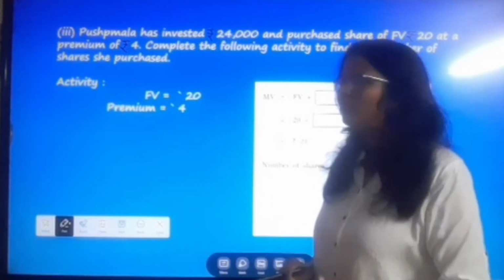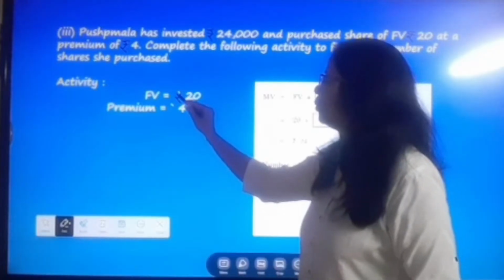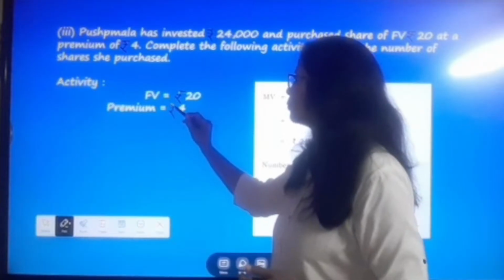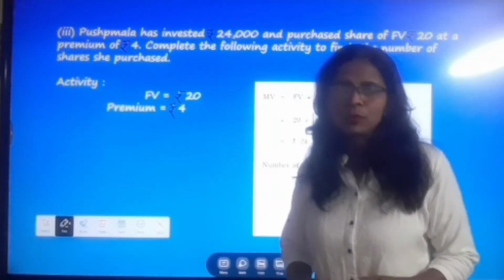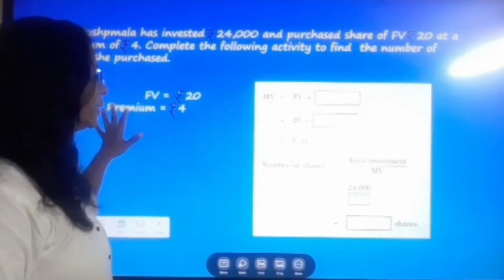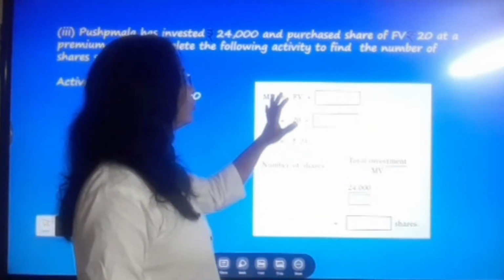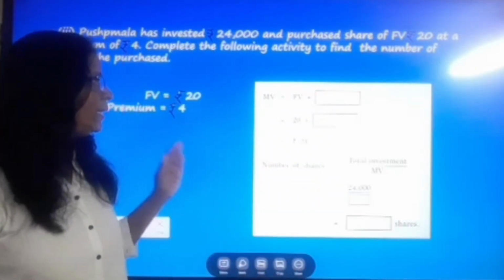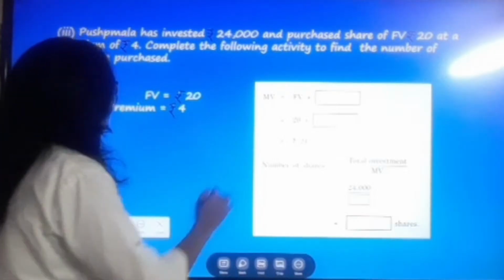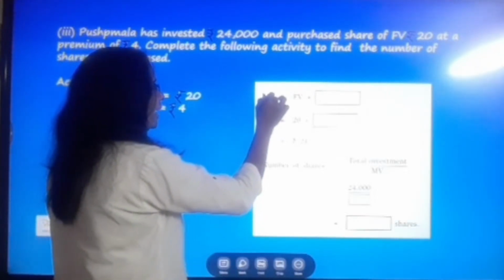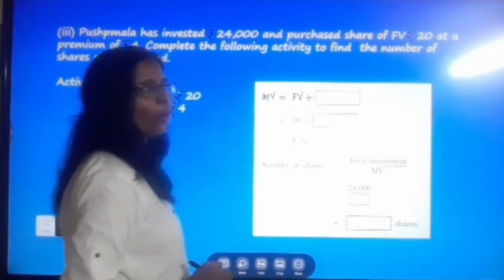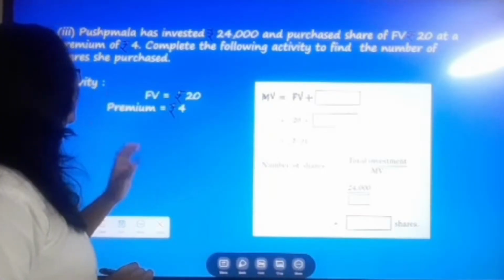The given values are face value equal to rupees 20 and premium equal to rupees 4. Okay, so these are the given values in the example. Now here we have to calculate the market value. The formula is face value plus, and in the box we have to write down the premium.